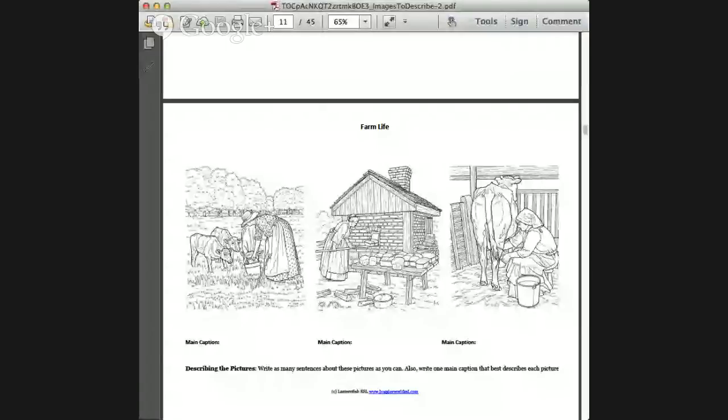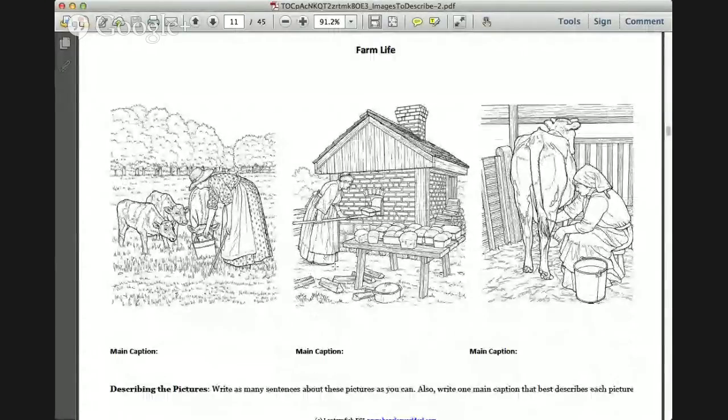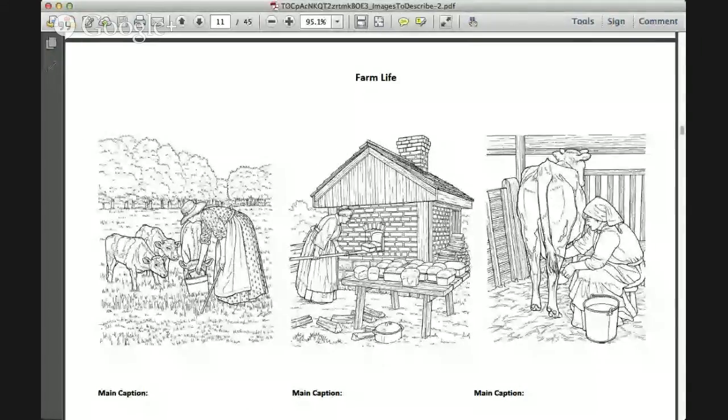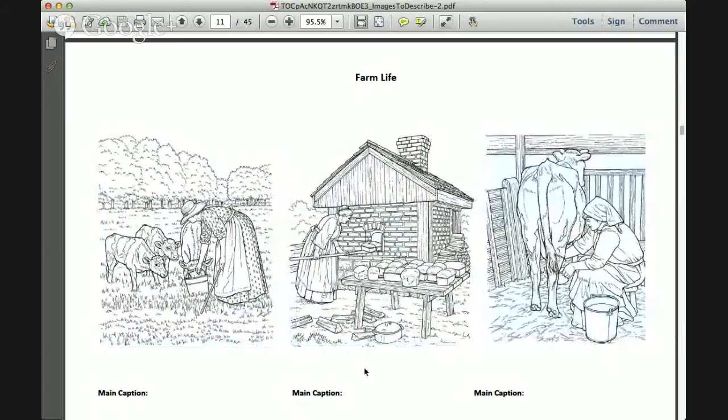Okay, so I'm just going to put this up on my screen. Like I said, we're continuing from yesterday, and you're just describing some pictures in history, some historical pictures. So all you have to do is look and tell me what you see, and I'll help you with your vocabulary. So the first one is about farm life. Alexander, you think you could start us off? You've got three little ones here, so you can describe all three.